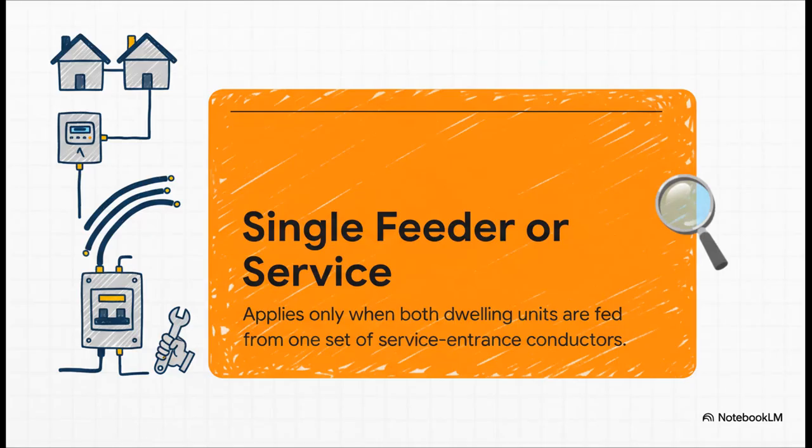First things first, you've got to know this rule has a very specific application. It only works if both of your dwelling units are being supplied by one single service. So if you've got two separate services, one for each unit, sorry, you can't use this method. It's designed specifically for that classic duplex setup with one main feed coming in.